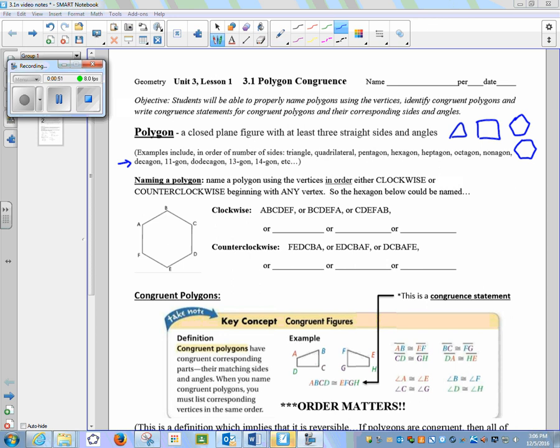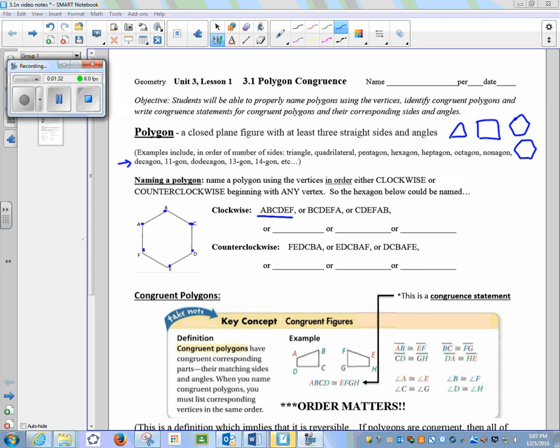You can name a polygon either clockwise in order or counterclockwise in order. So pick a vertex to start at and then either go clockwise around or counterclockwise. I give you some examples here. This polygon, a hexagon, could be named, start at A and go A, B, C, D, E, F. But what if I started at B? Then I would just go from there clockwise, B, C, D, E, F, A. If I start at C, I go C, D, E, F, A, B, etc.